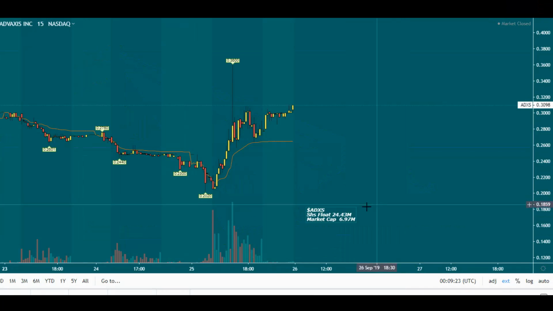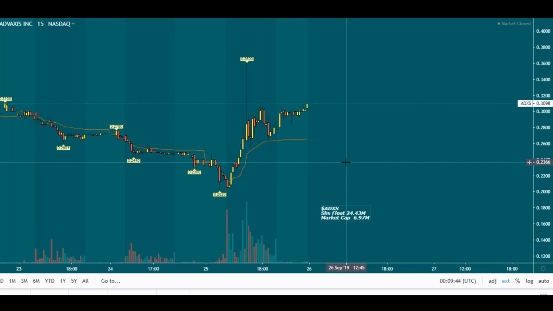Today we're going to be going over ADXS on the stock ticker. This stock has a 24.43 million share float and a market cap of 6.97 million. So it is below our optimum of 30 million share float. That's kind of what we like to see just because we want to see those big volatile moves. Now obviously you don't need that every time, but it's nice to have.